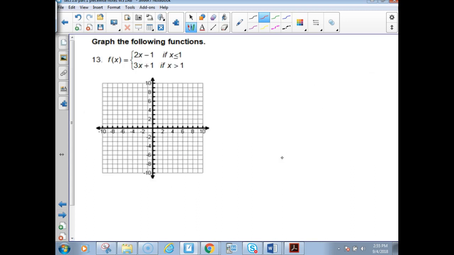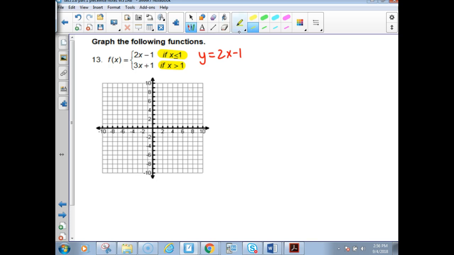Okay, now we're going to graph. All right, so the first equation, if you'd like to look at it this way, y equals 2 times x minus 1. And that says for values of x, oops, I don't want to cover up that symbol. Values of x, so I'm going to grab a highlighter, that are less than or equal to 1. Okay, the other piece says greater than 1, if x is greater than 1. So you're graphing one line if x is less than or equal to 1, and you're graphing another line if it's greater than 1.